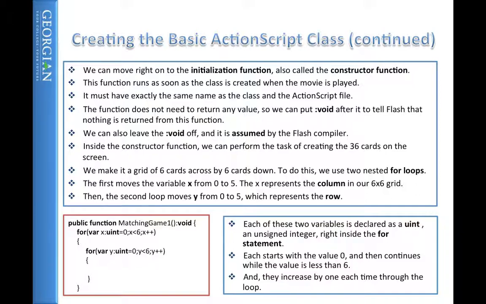Okay? We're going to make the grid 6 by 6, which means we need 2 nested for loops, one for the outside and one for the inside. So here we have a nested for loop. We're making a function called matching game 1. That's the constructor, or the initialization function. And we're going to create this nested for loop. For var, we define our variable x, which is a uint, a positive integer, equal to 0, and as long as x is less than 6, keep incrementing x plus plus. And we're going to do the same thing for y.